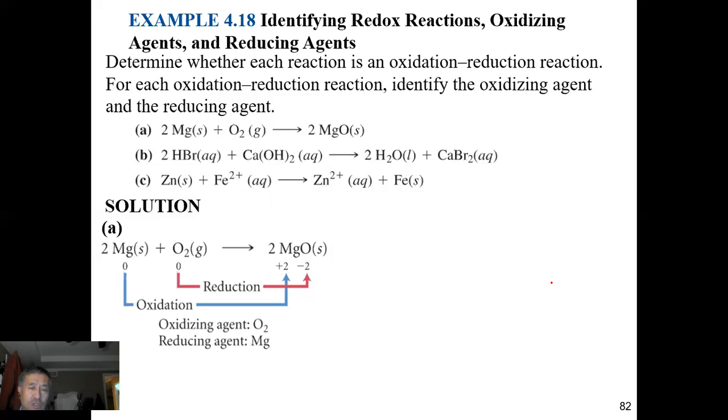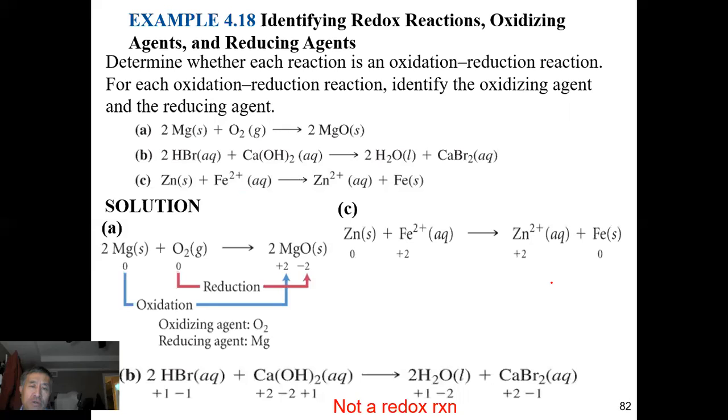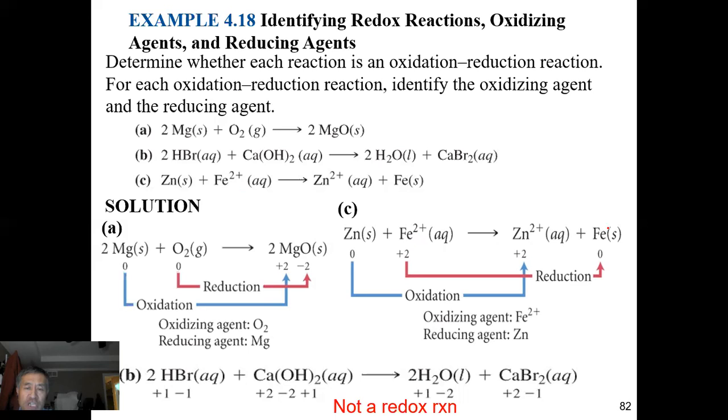Similarly, we can do the same for reaction B. So we assign the numbers, then we notice none of those numbers change. So therefore for B, it's not a redox. For C, we assign the numbers, so we have 0 for zinc before the reaction, we have +2 for Fe before the reaction. After the reaction, zinc becomes 2+, and Fe becomes 0. So therefore, zinc has been oxidized, and Fe has been reduced. So zinc will be our reducing agent, and Fe2+ is our oxidizing agent.